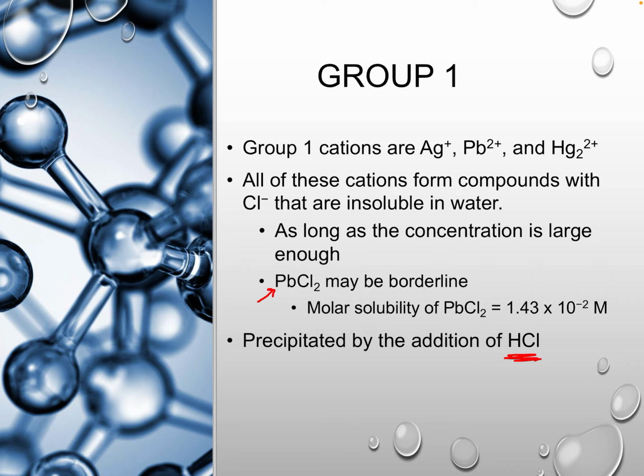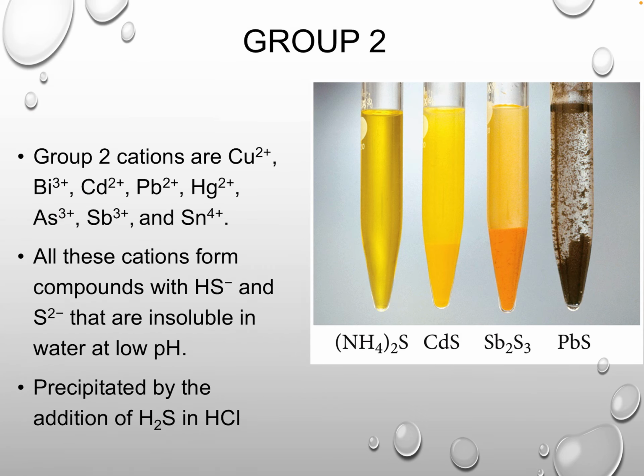So when we added hydrochloric acid, we're going to add a ton of hydrochloric acid to make sure anything that's going to precipitate with hydrochloric acid will. Okay, so we're not trying to get it to just precipitate. We're trying to get it to really, really crash out of solution so that we can separate it, because we don't want any of this lead or silver or mercury still in our solution with everything else, because again, the goal is to try and separate everything.